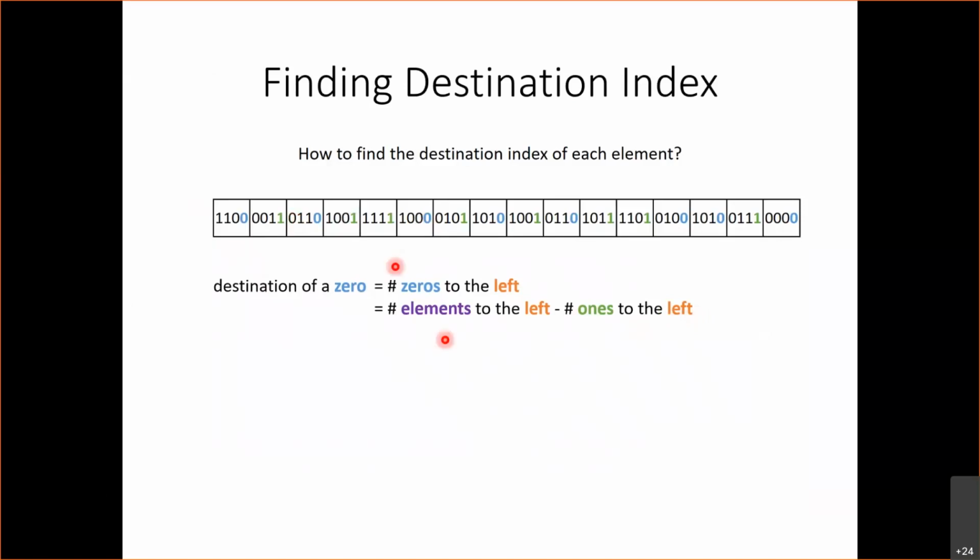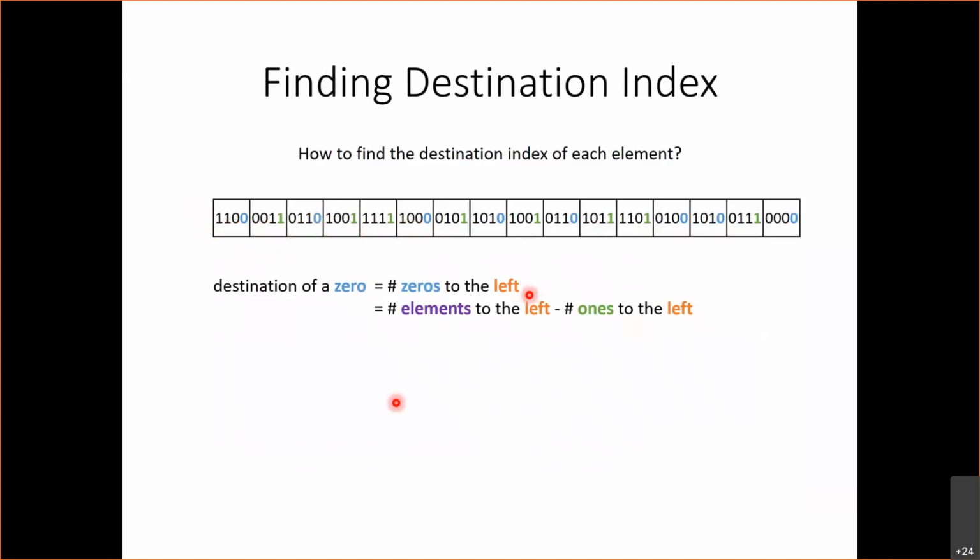Okay, so for example, this zero over here is in position 0, 1, 2, 3, 4, 5. So this zero is in position 5, so it has 5 elements to its left. I can say that the position of this zero is 2 because it has 2 zeros to its left. Another way to figure out that this element has 2 zeros to its left is to count the number of ones to its left, which is 1, 2, 3. Since I know that this element is in position 5, I know there's 5 elements to its left. So I do 5 elements minus 3 ones, that gives me 2 zeros, okay?